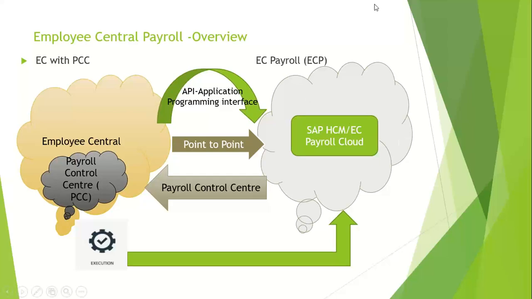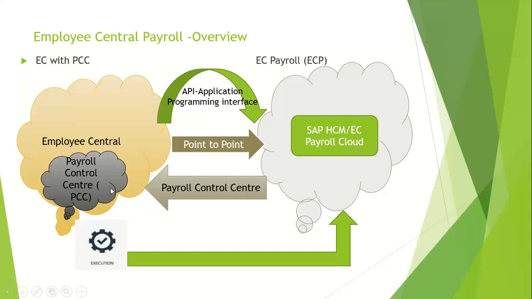But from the user point of view, the best approach or the standard procedure is that the payroll has to be executed in the payroll control center. Okay, so in this place you will have a switch. This is the backend, your engine. When you click on the engine button, the switch goes and triggers the payroll engine. This will execute a payroll driver, and it will generate the payroll results in this place.